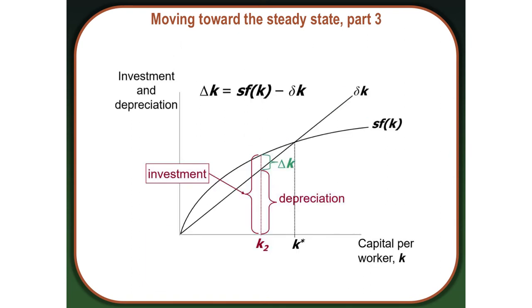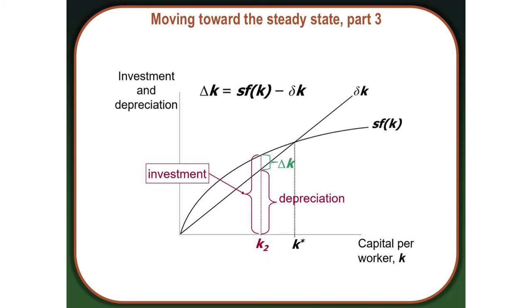All right, these next couple of slides are a bit redundant, so I'm not going to spend a lot of time on them. But this is going to help you visualize this dynamic process over time. It's important to think of economic growth as a process that happens over the course of many periods. Let's say that we are at K2 here. If we start at K2, what's going to happen over time to the capital stock per worker? The model predicts that we're going to end up at the steady state level K star.